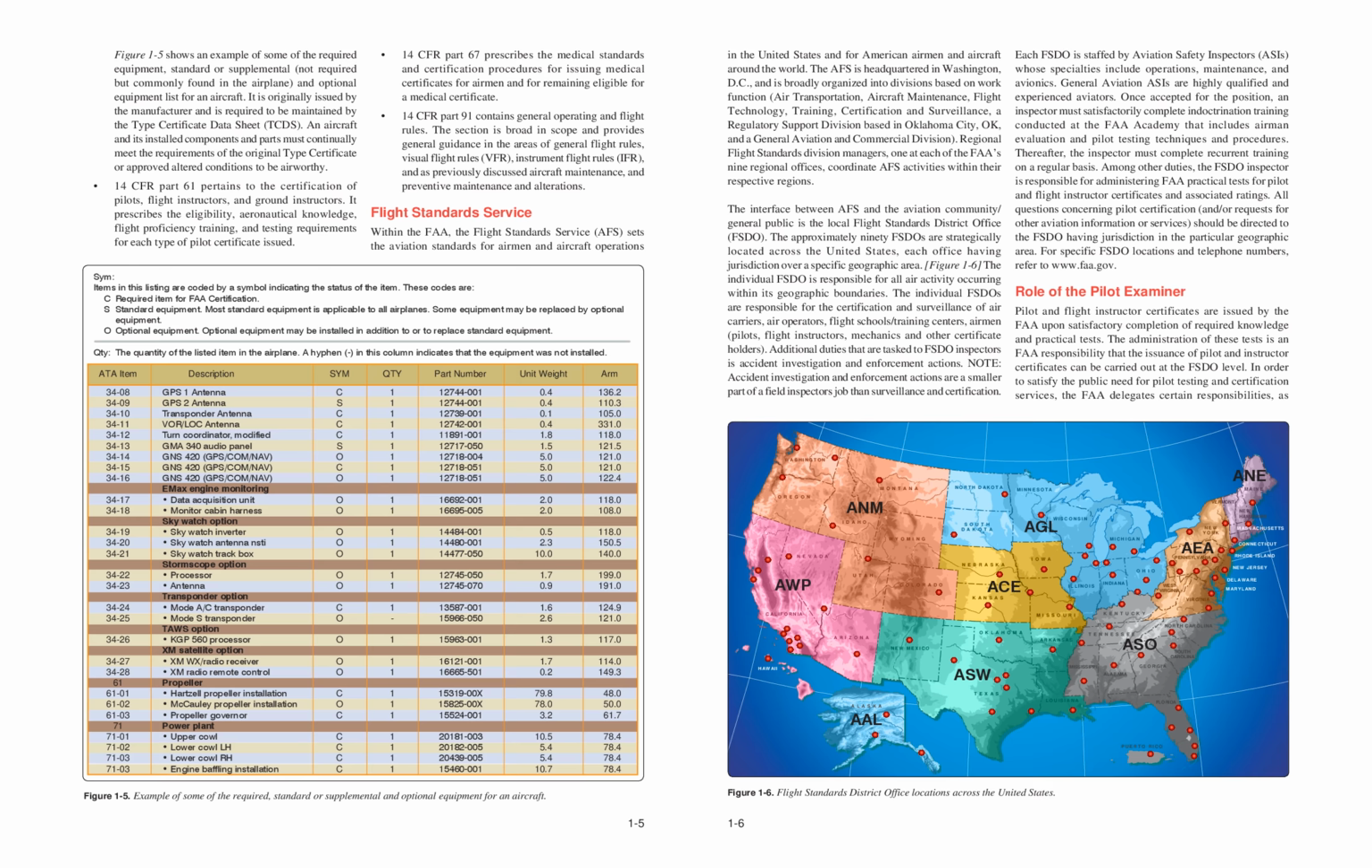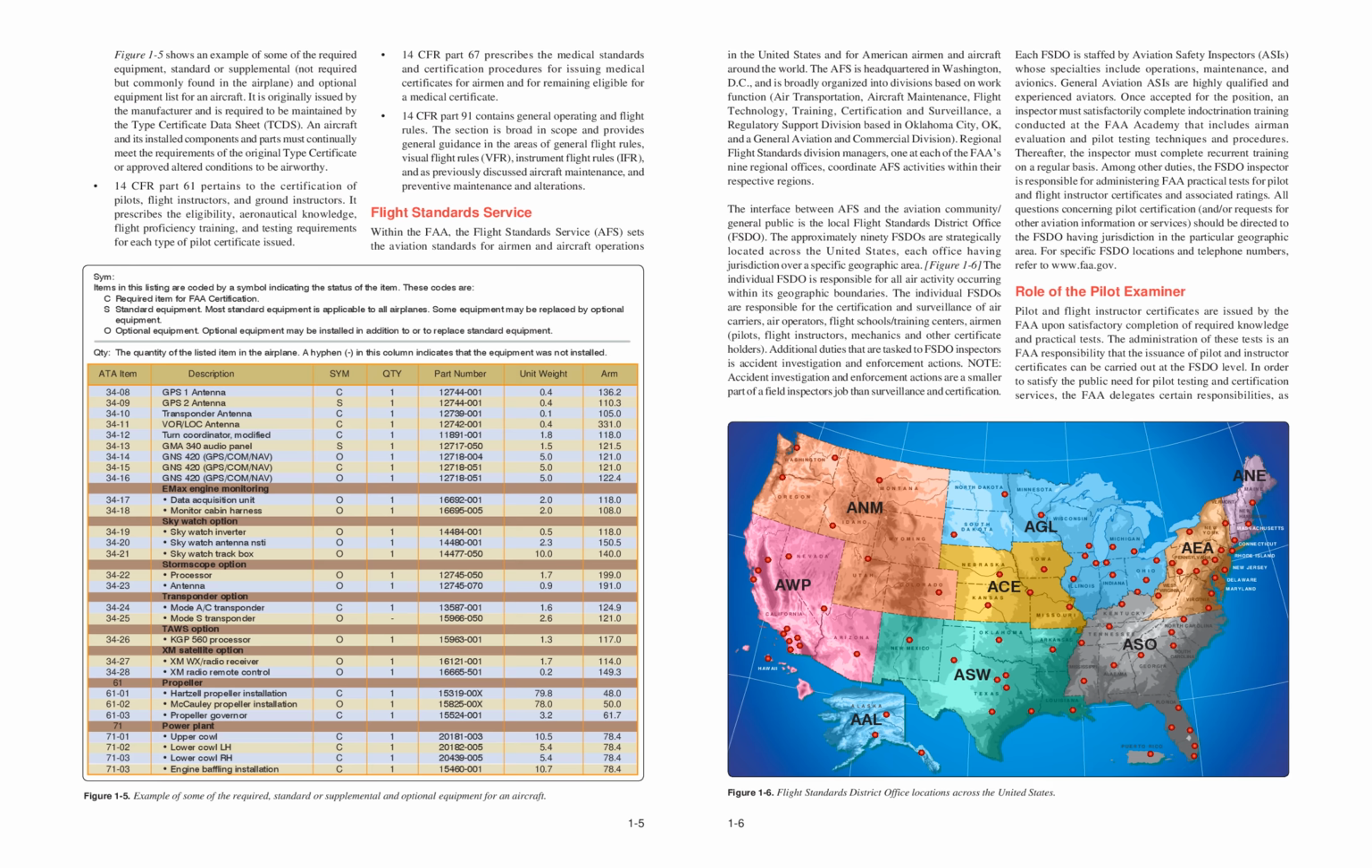The individual FSDOs are responsible for the certification and surveillance of air carriers, air operators, flight schools and training centers, airmen, pilots, flight instructors, mechanics and other certificate holders. Additional duties that are tasked to FSDO inspectors include accident investigation and enforcement actions.